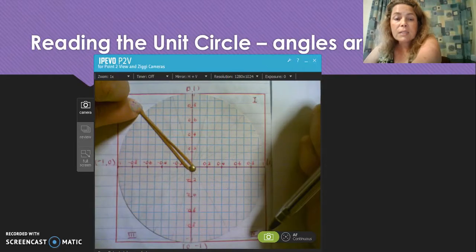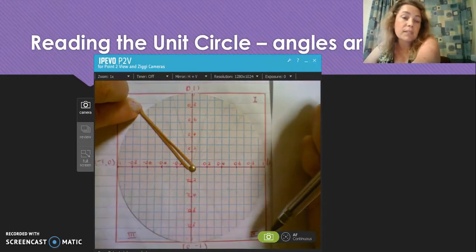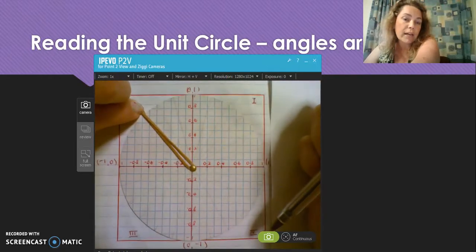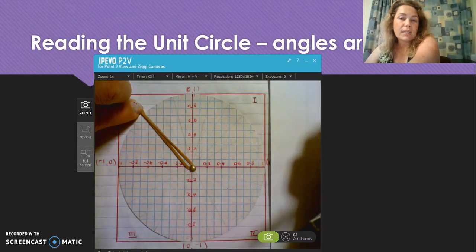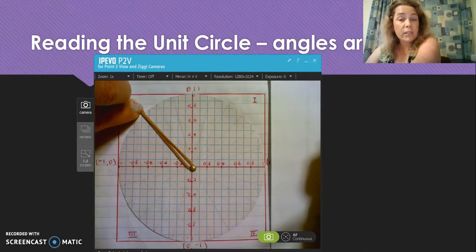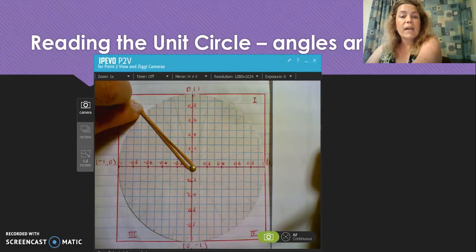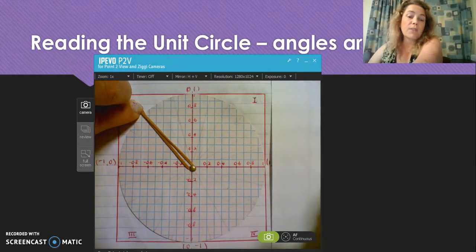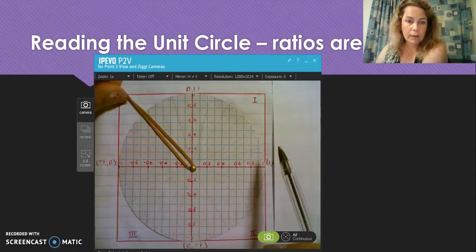Now, one thing that we notice is some of our values are negative and some of our values are positive. And this becomes really important because it tells us which quadrant our angle is in, and that's what we'll look at next. How do we know what the angle is when we actually know what the ratio, that is, the value for sine or cos, is?